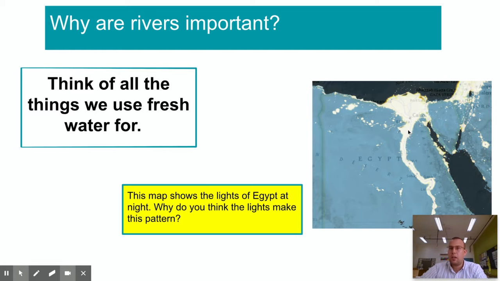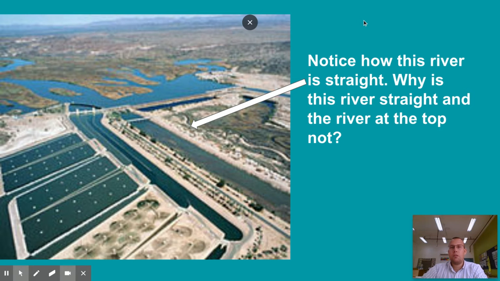Okay, so we're looking at this pattern right here. Notice how this river is straight. Why is this river straight? And the river at the top is not, okay? Same goes for this. Please type this into the answer sheet. So why do you think this is straight? And why is this one not?